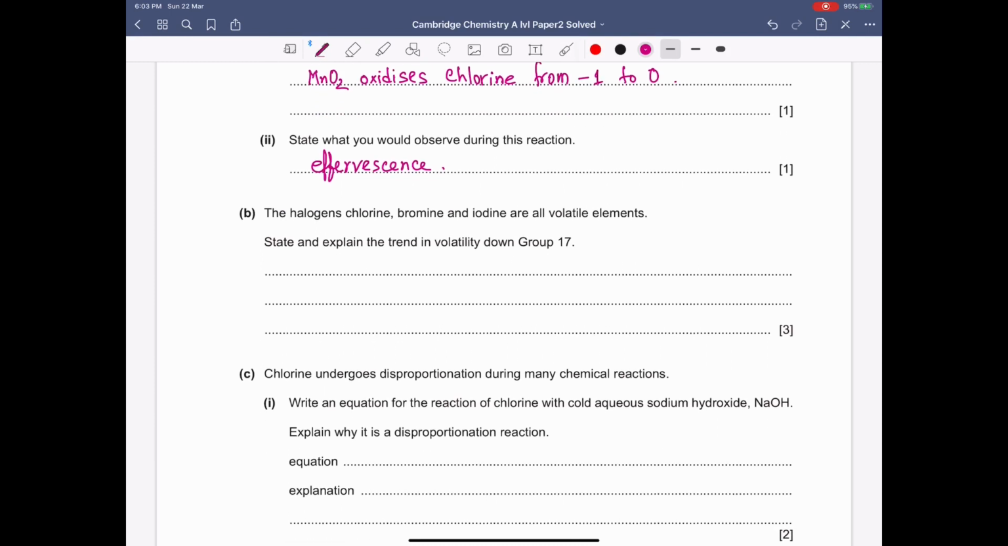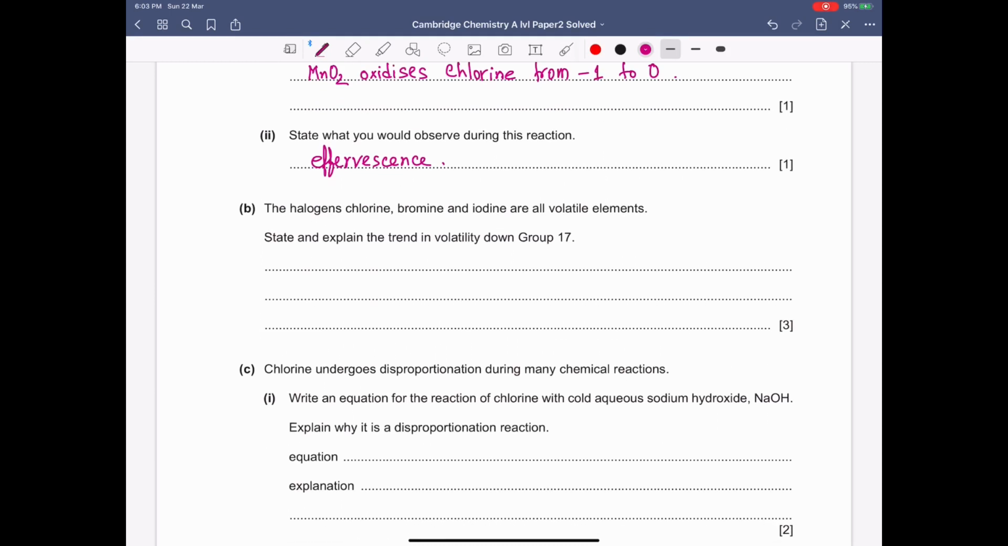The halogens chlorine, bromine and iodine are all volatile elements. State and explain the trend in volatility down group 17. Okay, so we have fluorine, chlorine, bromine, iodine. Now down the group, here we see that these are gases and these are solid. So we see volatility decreases. So first point is going to be: volatility decreases down the group.